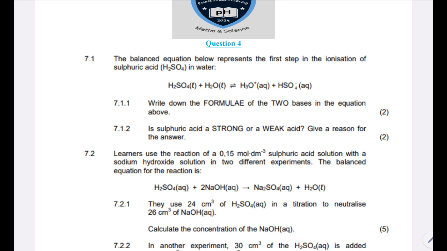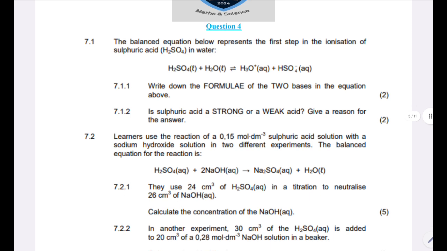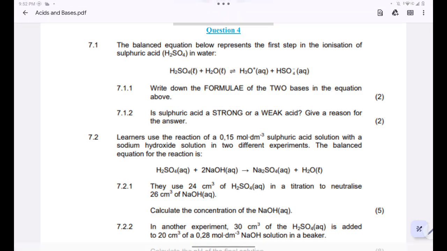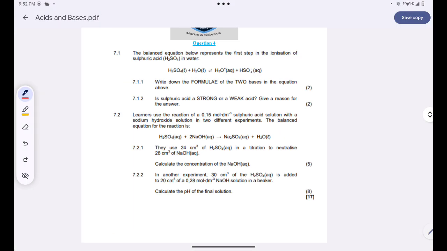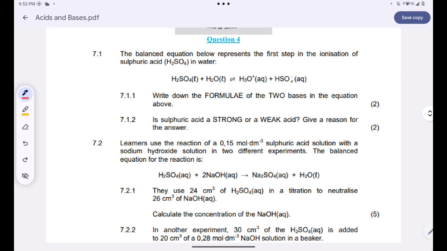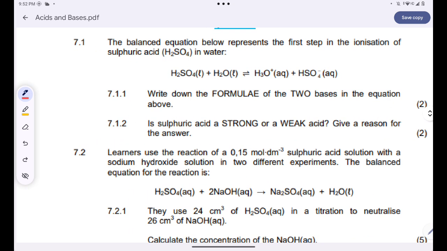This is the fourth video, guys, from answering the past question papers for acids and bases. We are told that the balanced equation below represents the first step in the ionization of sulfuric acid. We are given the balanced equation. The first question says write down the formula for two bases in this equation.